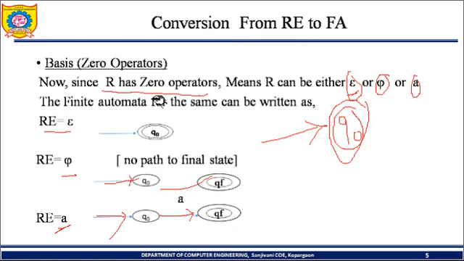So this basis rule indicates that if RE is equal to epsilon, then Q0, the initial state, is itself a final state. If RE, which is nothing but regular expression, is equal to phi, there is no path from the initial state to the final state. And if RE is equal to A, then from the initial state, after accepting A, it will be in the final state.